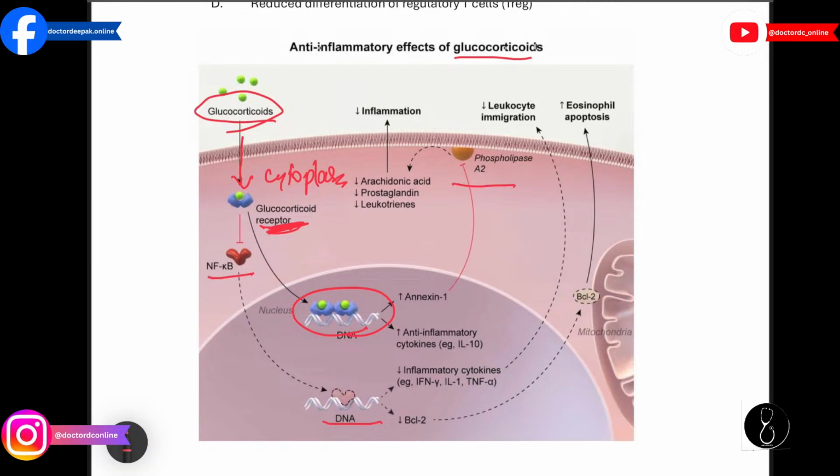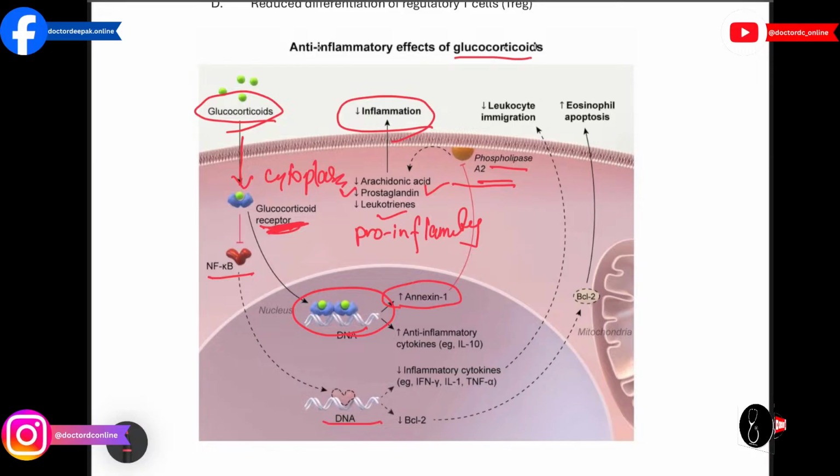How will it happen? They inhibit the transcription of DNA, and they increase annexin 1, which is going to inhibit phospholipase A2. If you inhibit phospholipase A2, then there will be a decrease in arachidonic acid, a decrease in prostaglandins, and a decrease in leukotrienes. So automatically they will decrease inflammation because these are all pro-inflammatory mediators. Understand?